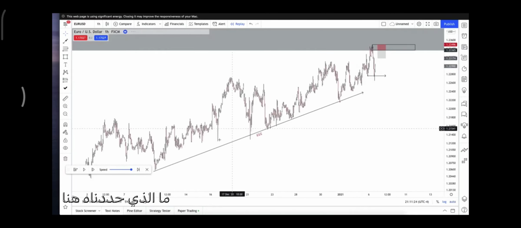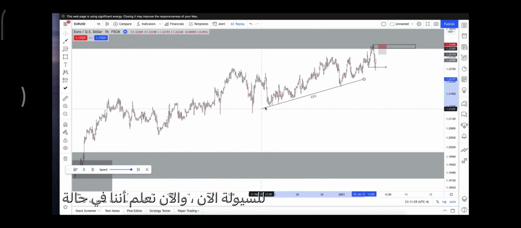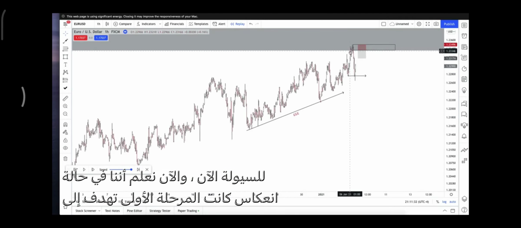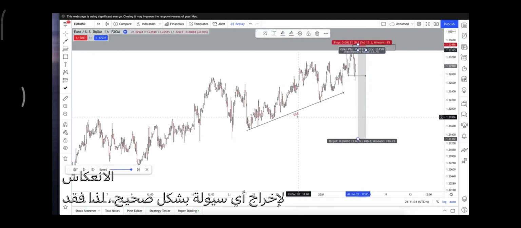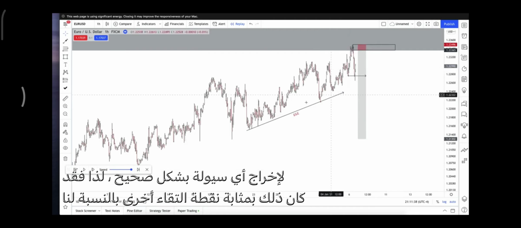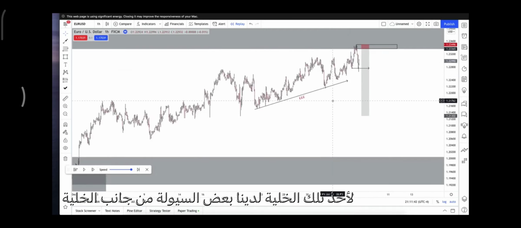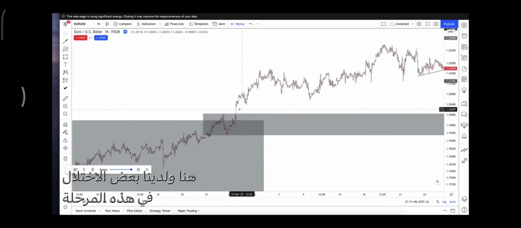Now, if we head back over to that 1 hour again, what have we identified here? Liquidity, right? And now we know we're in a reversal phase. And what's the objective of the reversal? To take out any liquidity, right? So that was another confluence for us to take that sell. We have some sell side liquidity here, and we have some imbalance at this point over here.